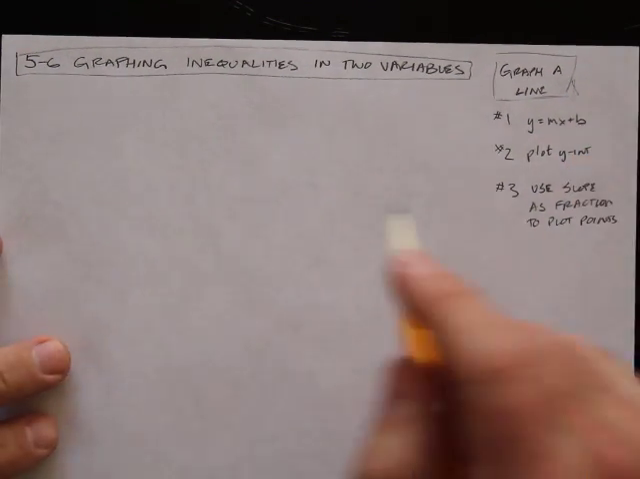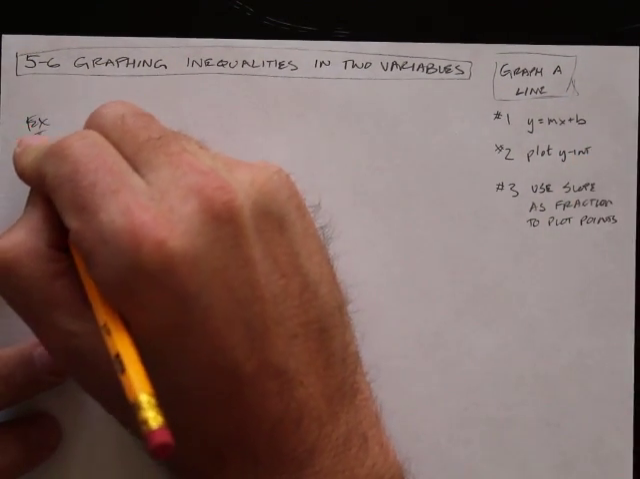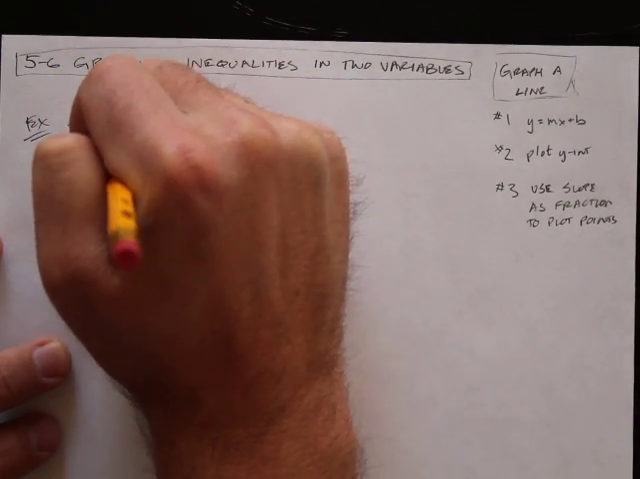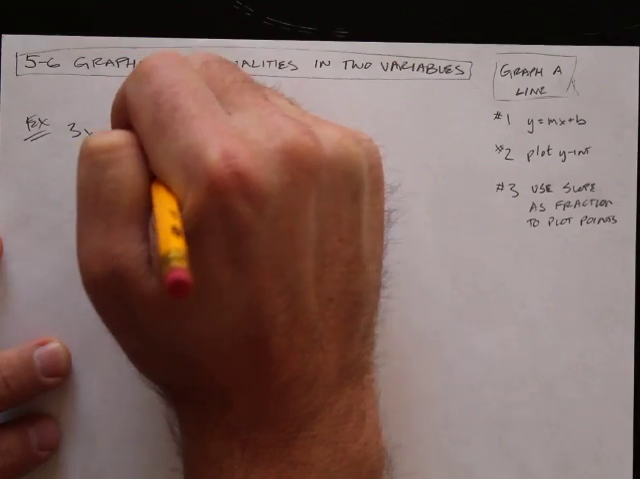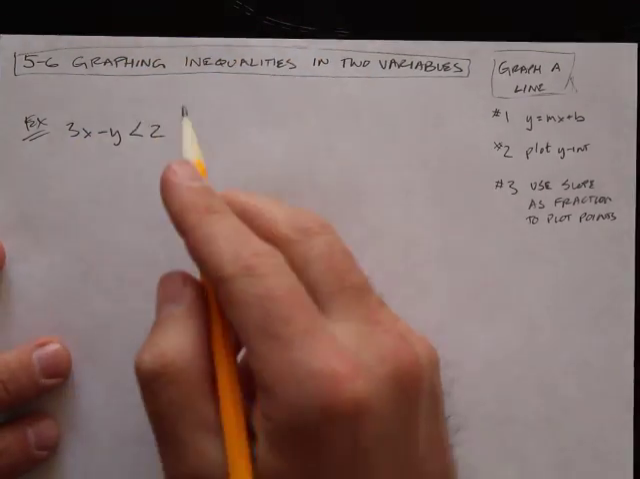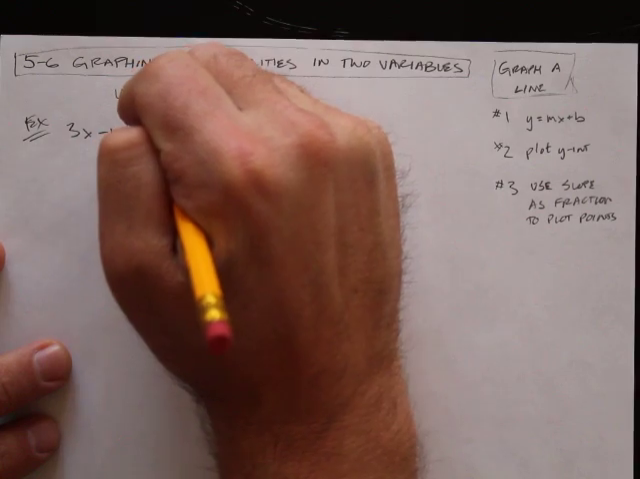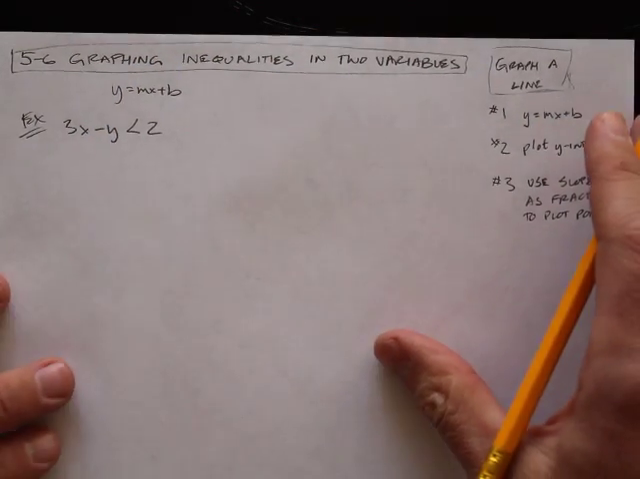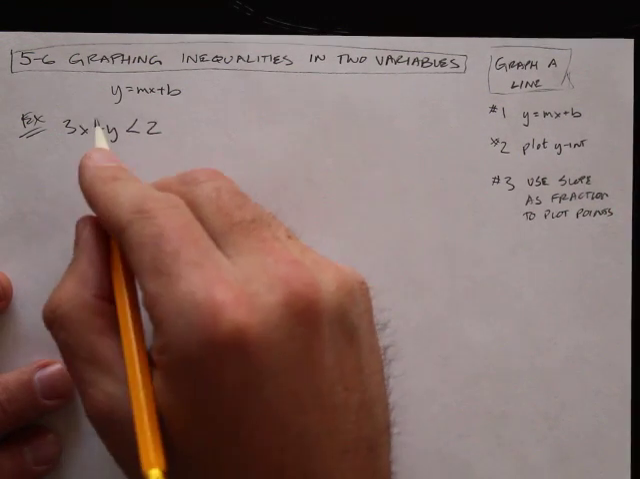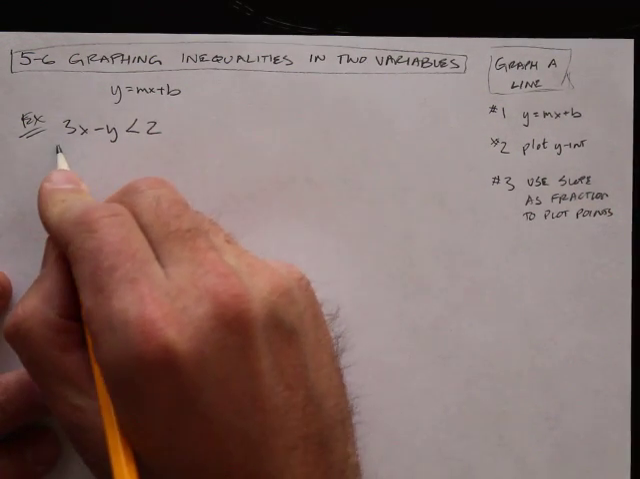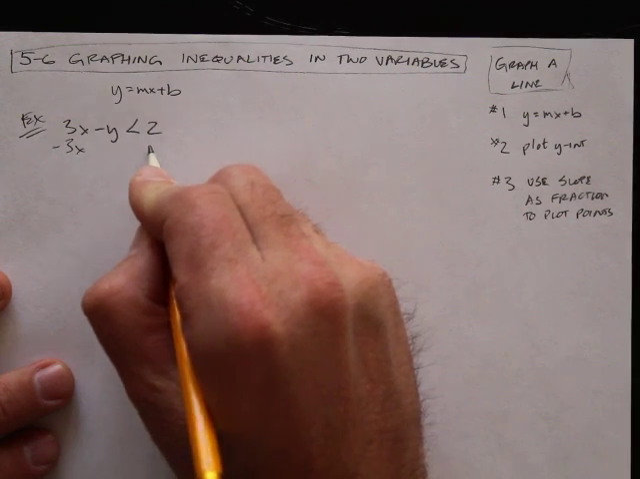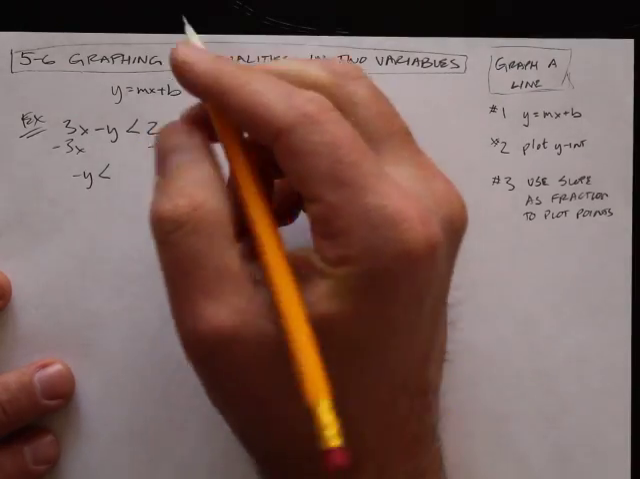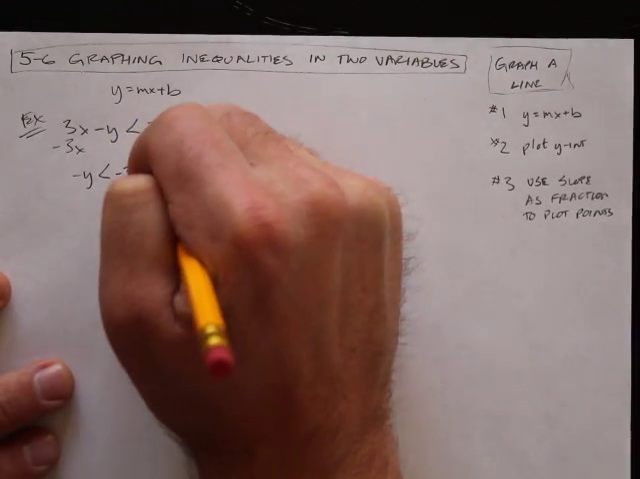Okay, we'll start with an example. 3x minus y is less than 2. Okay, so we are not in y equals mx plus b. We're not in slope-intercept form. So let's get this to slope-intercept form. We want y on the left all by itself. I'm going to subtract 3x from both sides. So now I have negative y is less than negative 3x plus 2.